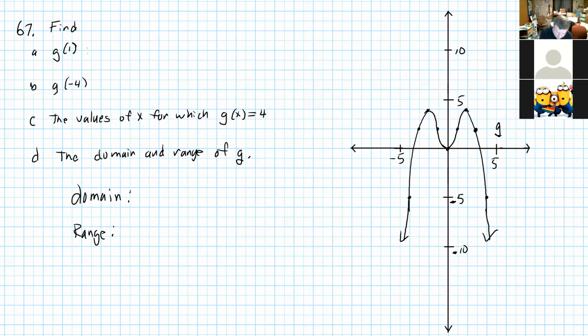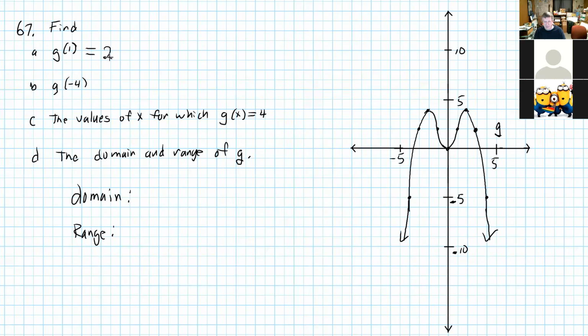All right. So G of 1. When X is 1, what's Y? 2. Excellent. G of -4. Careful. When X is -4, what's Y? 2. No. -4. Let me see. It's not quite negative. I guess it would be -1. Yes. No.